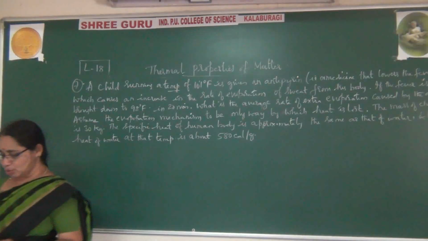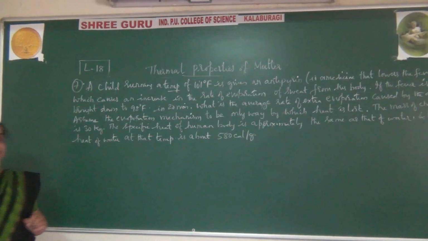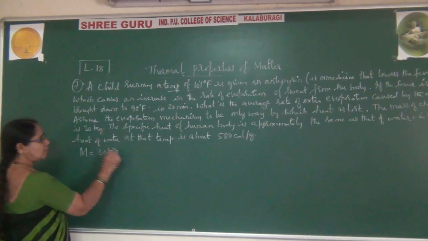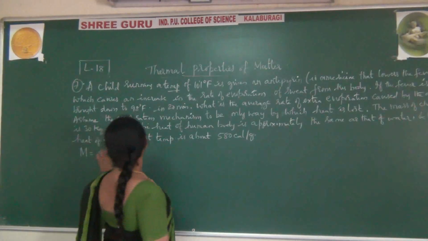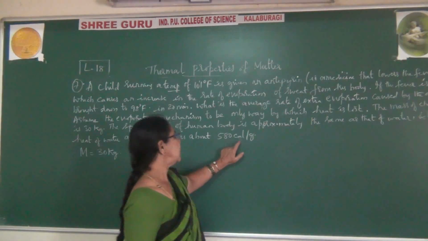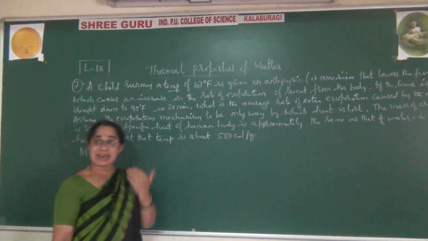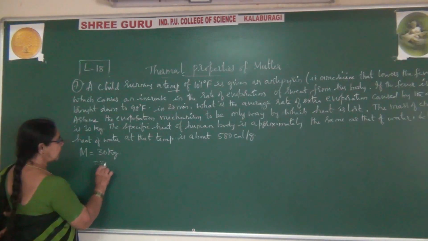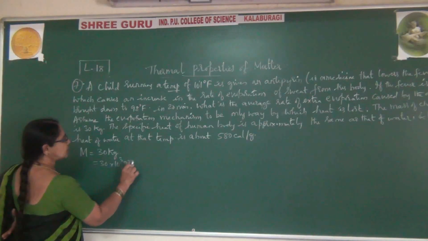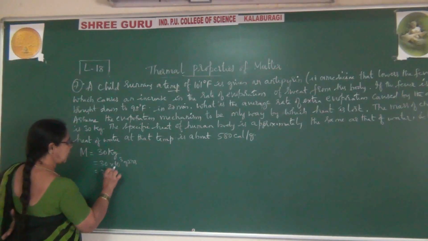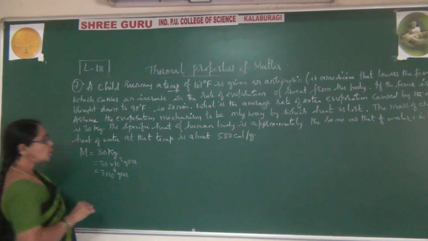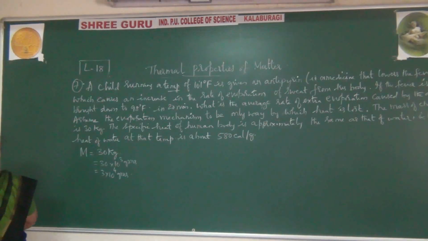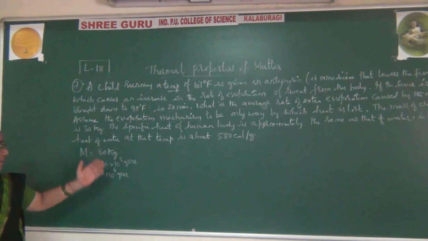Now to solve this, first let me write the mass of the child. The mass of the child is 30 kg. But remember, they have given the specific heat of water in CGS units, calorie per gram. So let me convert this kg into grams: 30 kg is 30 into 10 raised to 3 grams, which is 3 into 10 raised to 4 grams. Hope you understood, I have converted the mass into grams for the calculation.